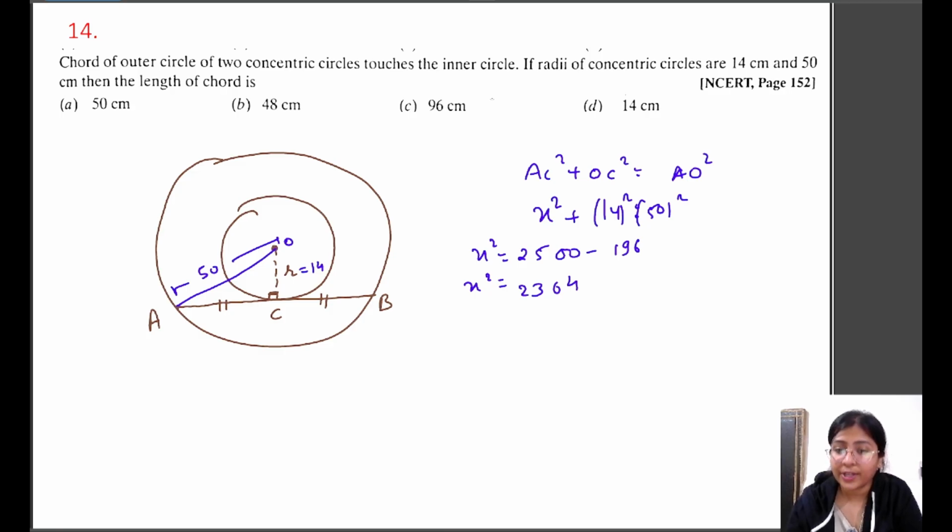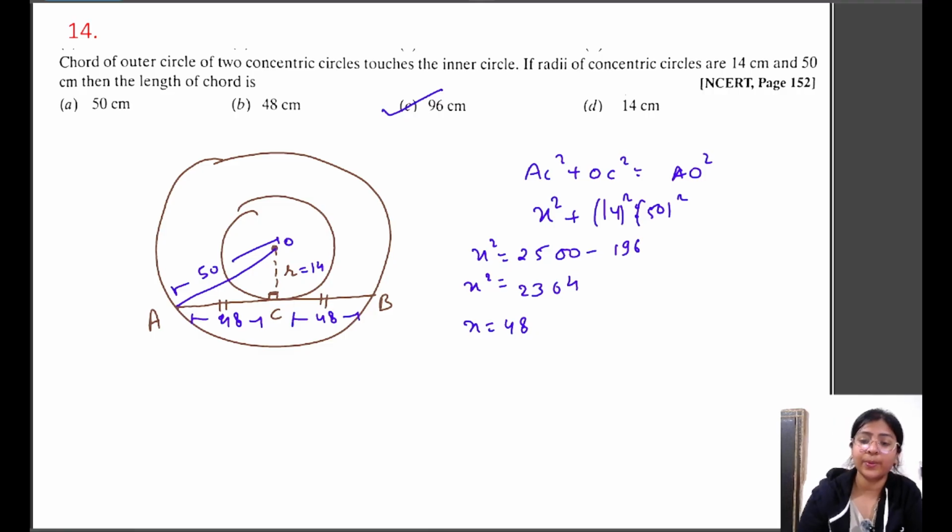Yes, learners, 48. Very good. So the value of x is 48. If the value of x is 48, so the value of CB is also 48. CB plus AC will be 96. Any doubt, learners? No? Okay.